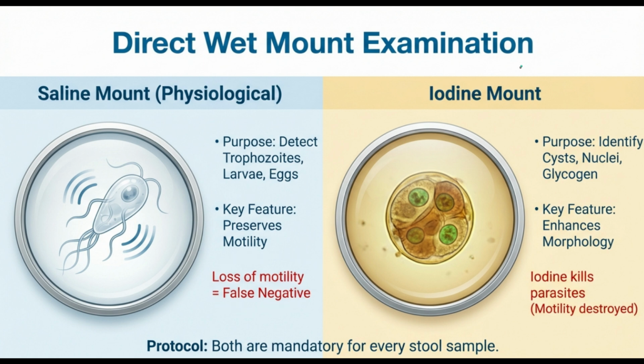On the other side, we have the iodine mount. Now, iodine actually kills the parasites, but in the process, it beautifully enhances their internal morphology, especially the nuclei. So you can see why you need both, right? The saline mount shows you if it's alive and moving. The iodine mount shows you the fine details for identification. The mandatory protocol is simple. Every single specimen gets both mounts, no exceptions.